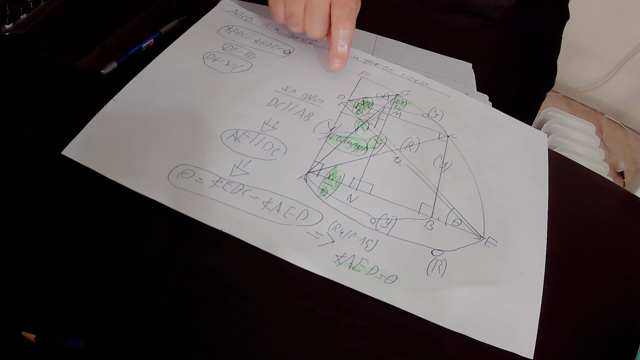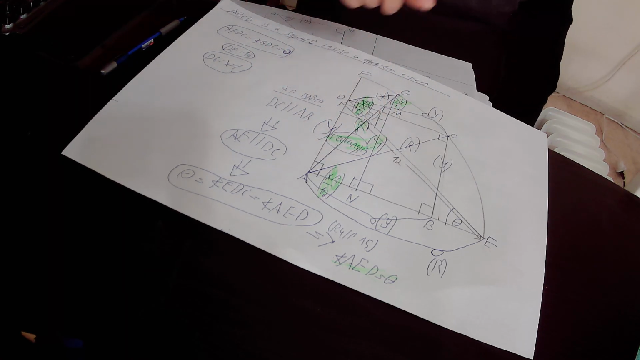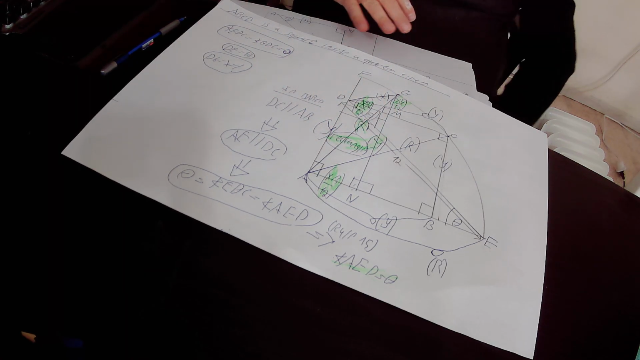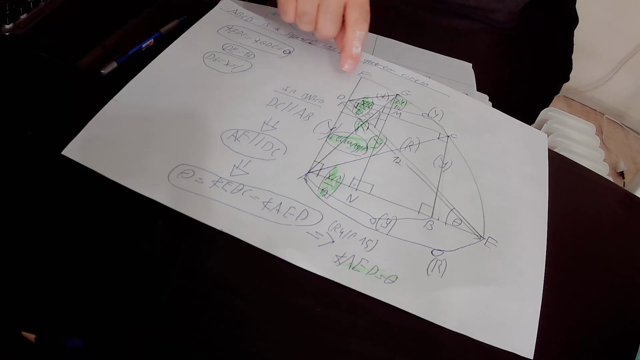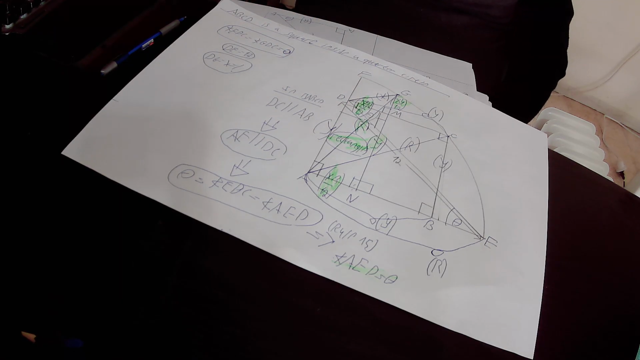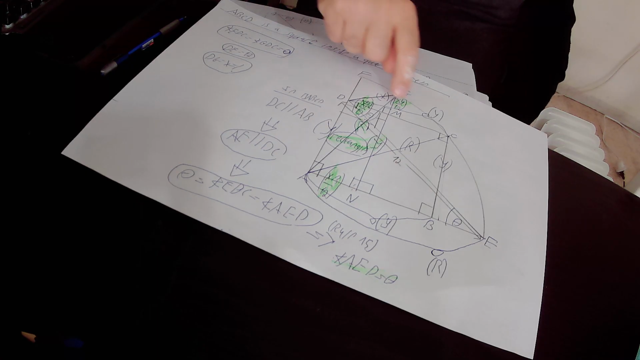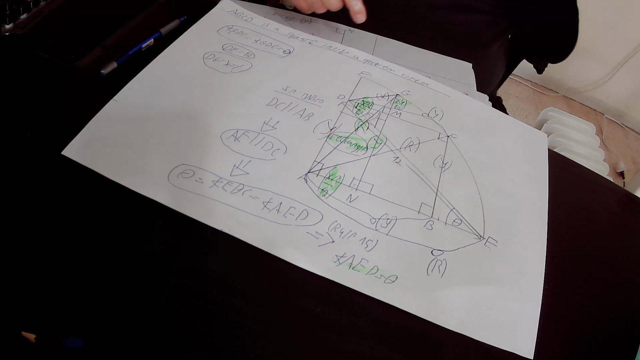Therefore, inside this quadrilateral DMAN, we have 4 right angles. And we know that any quadrilateral that has 4 right angles must be at least a rectangle, if not a square. So, we relate to this quadrilateral DMAN with 4 right angles as a rectangle. Quadrilateral DMAN is a rectangle.